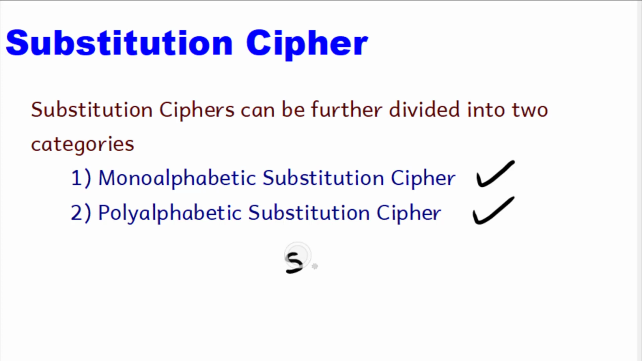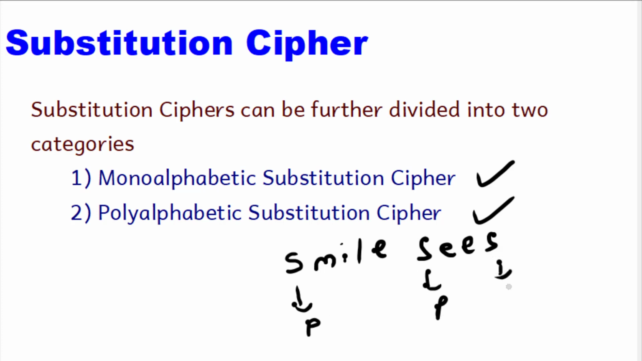Suppose I write smile sees. Suppose this is the word I want to encrypt. Suppose for S, I am substituting P. So wherever S comes, I have to write P for that. Now suppose for E, I write Q. So wherever E comes, I will write Q. So this is a one-to-one relationship.